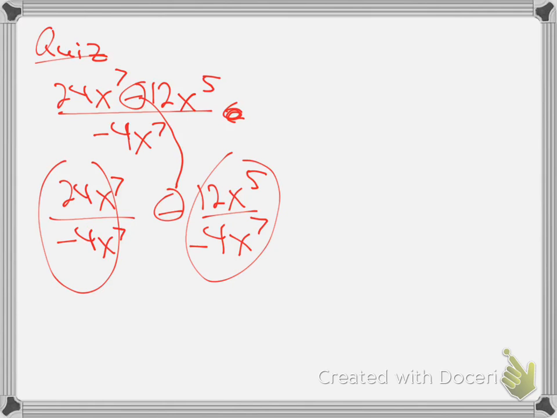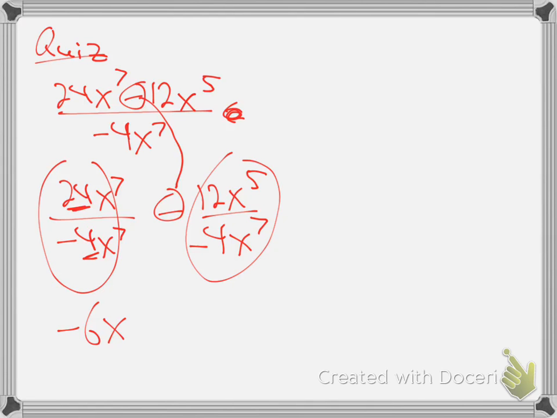So when you divide, remember the rules for dividing. You divide the numbers in the front, right? So 24 divided by 4 is 6. It's going to be negative, because it's got one negative sign there. And what happens with x to the 7th over x to the 7th? Totally cancels. So it's just x with nothing, right?